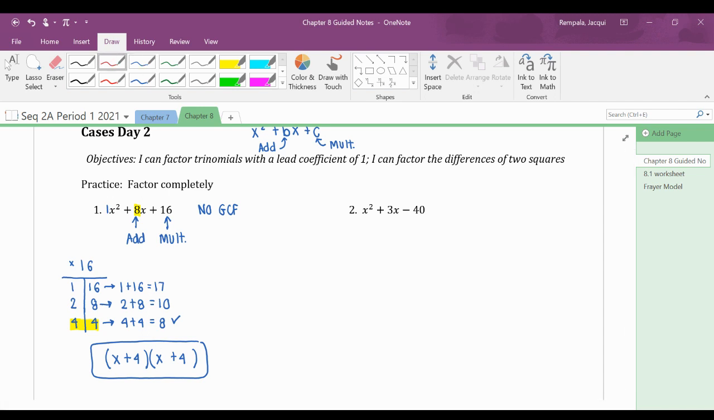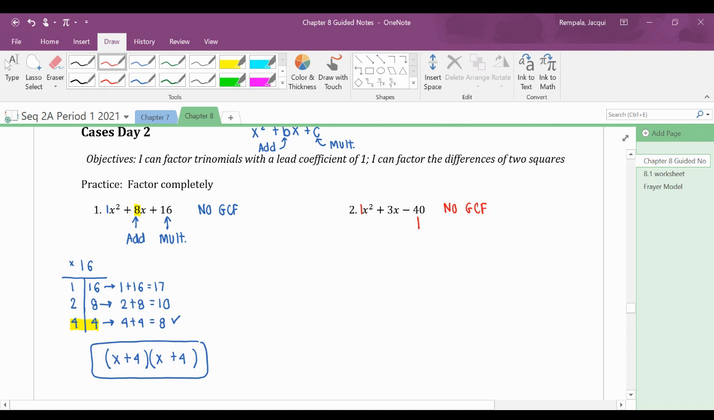We take a look at the next problem. x squared plus 3x minus 40. Once again, because there's a 1 in front of the x squared, we're not going to have a number bigger than 1 that they have in common. Because the 40 doesn't have a variable, we scanned it, but there is no GCF.